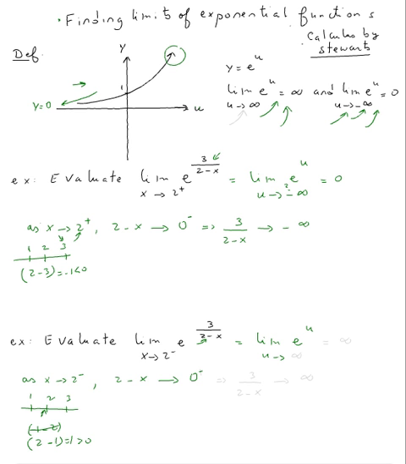So this will be 0 plus, which means 3 divided by 2 minus x will approach positive infinity. Then we go here and write positive infinity. And then using this definition, we get infinity here. And that's it for this example.